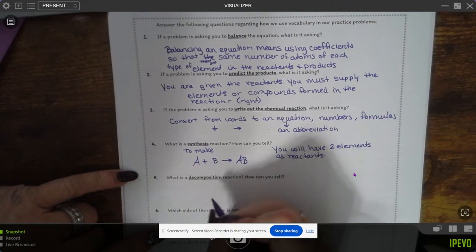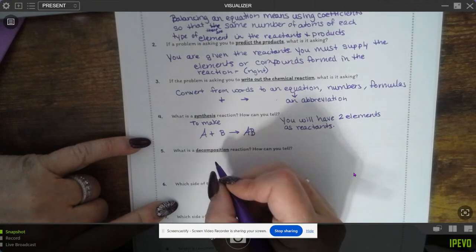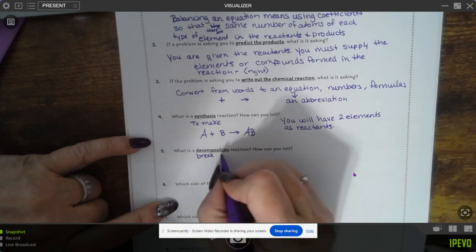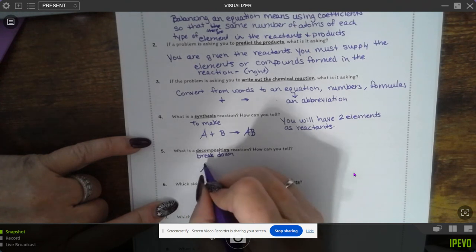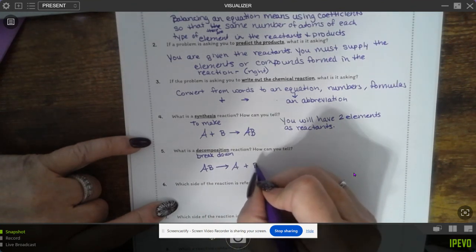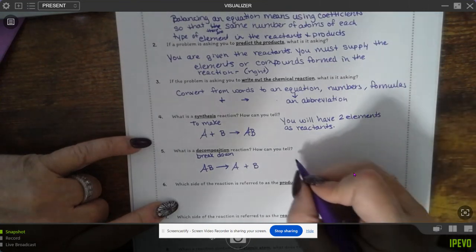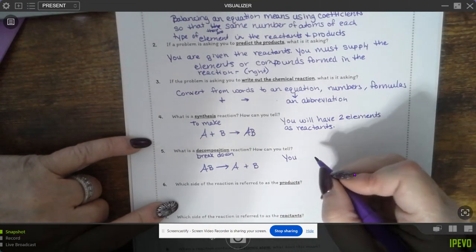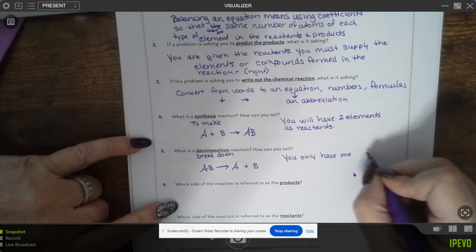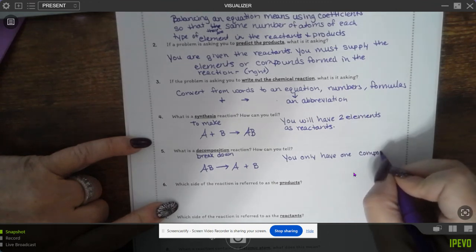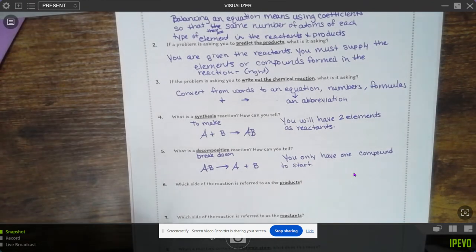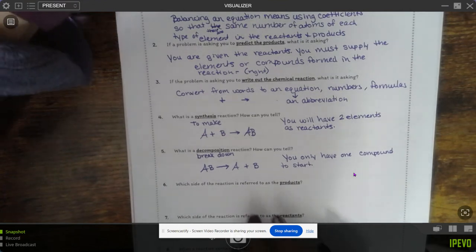All right, decomposition. Decomposition is essentially the opposite of synthesis. Okay, decompose, break down. So for a decomposition reaction, we're going to have a compound that breaks down into the elements. And how do we know? For decomposition, you only have one compound to start with. Okay, so for your reactants, there's only one reactant and it's a compound.